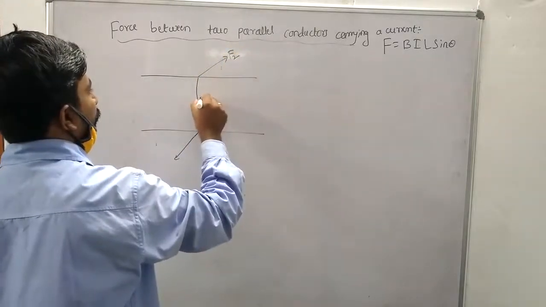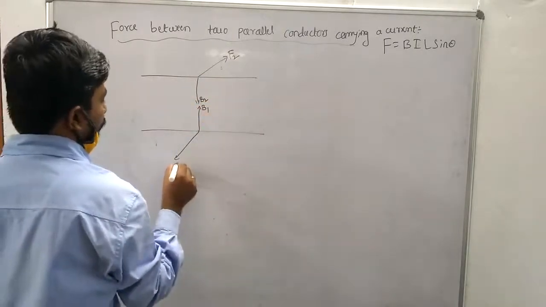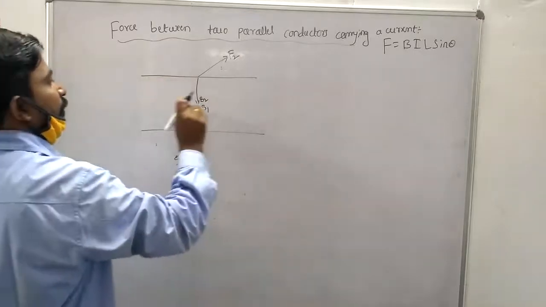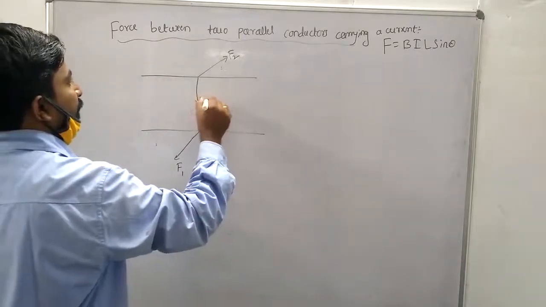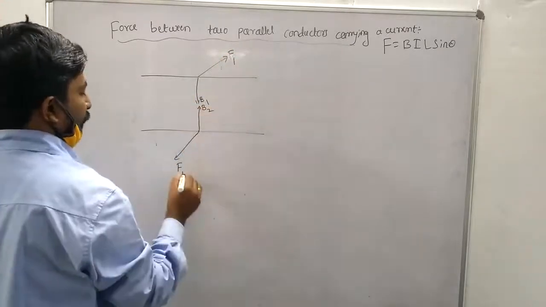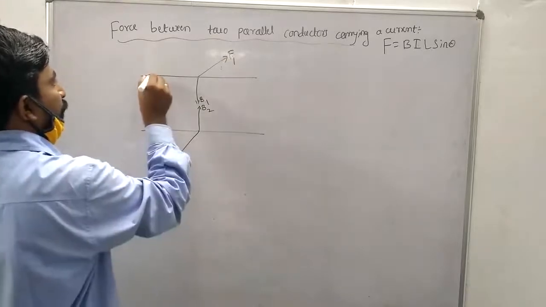F2, B2, B1, then F1. Sorry, so this is B1, F1, B2 and F2. This is Q.